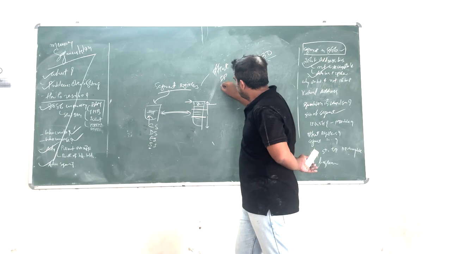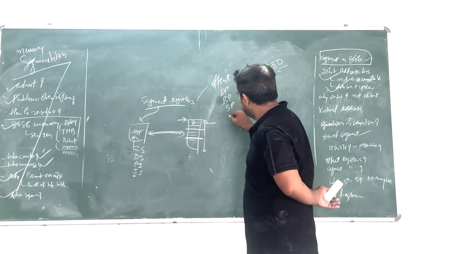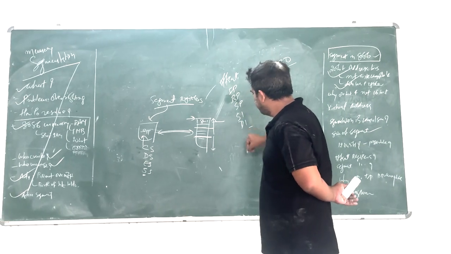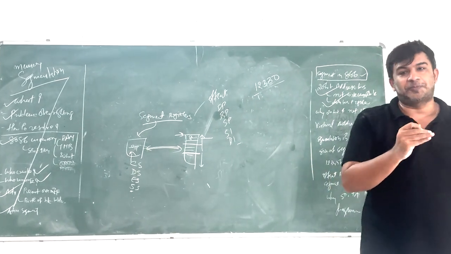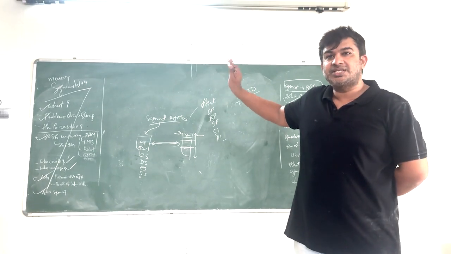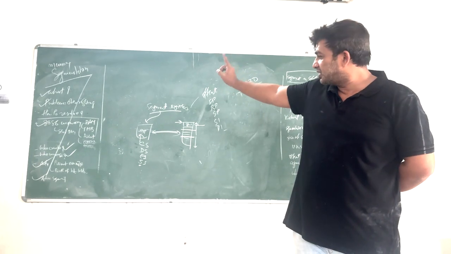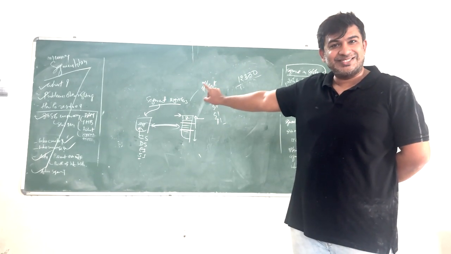IP, base pointer, stack pointer, source index and destination index. These are my offset registers. Registers are stored inside your microprocessor. So they are stored inside your 8086 microprocessor.